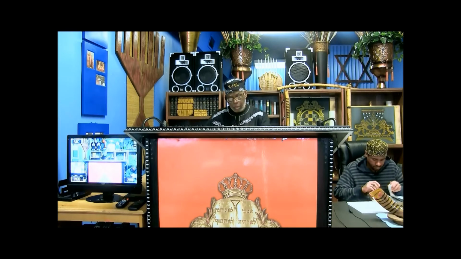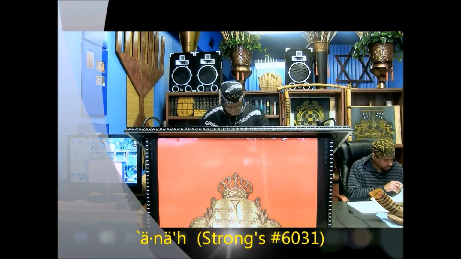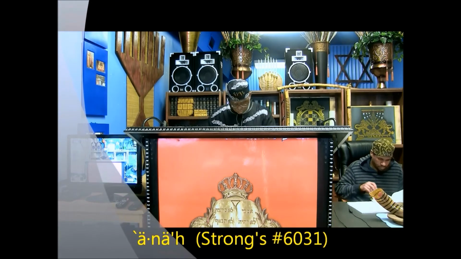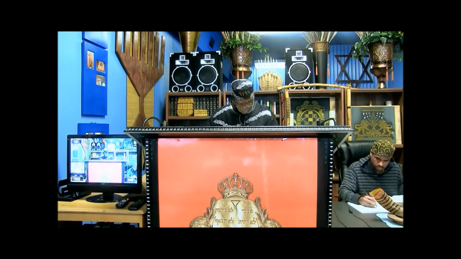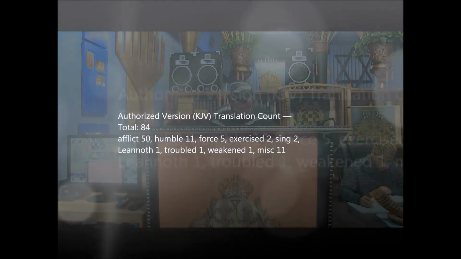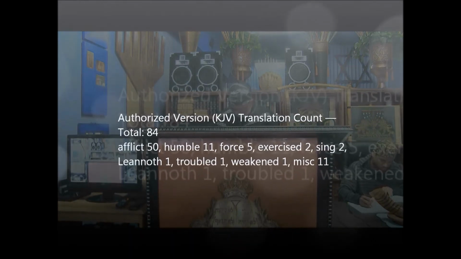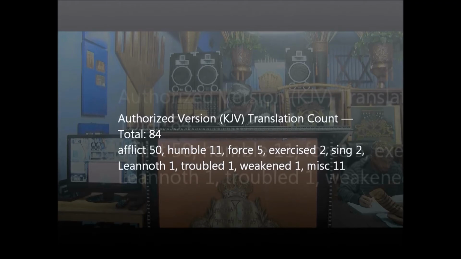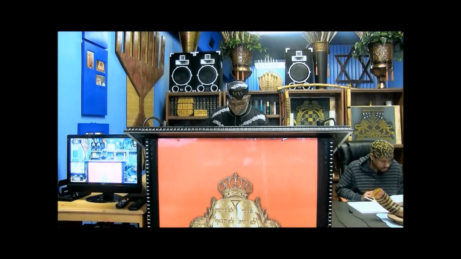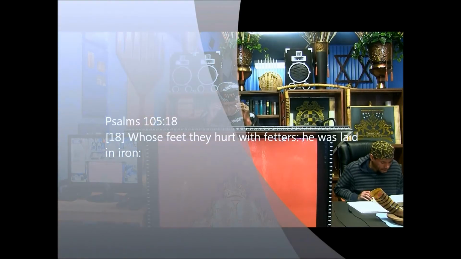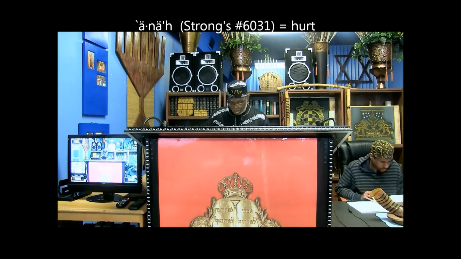Psalm 105:18. What definition did you use from the word Anah? Okay, so that was Anah. But it just used the word afflict. What you said was used 50 times out of 84 times. So that's just one of them. Psalm 105:18, that's the word from Anah: whose feet they hurt with fetters. Yeah, hurt. That's the word from Anah.